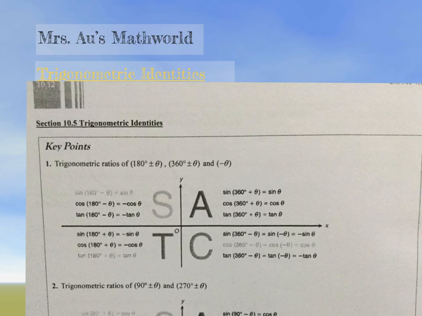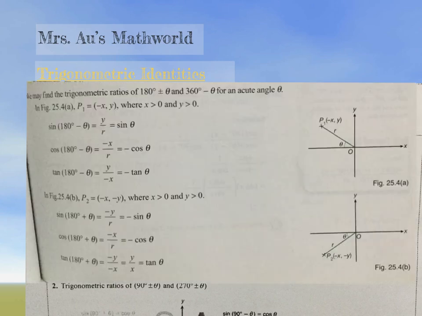There are two types of trigonometric ratios. The first type is 180 degrees plus or minus theta, 360 degrees plus or minus theta, and also minus theta. The second type goes for 90 degrees and 270 degrees. So how do we check the sign or the values? Here is an example of how to handle quadrant 2 and quadrant 3: 180 degrees minus theta and 180 degrees plus theta.